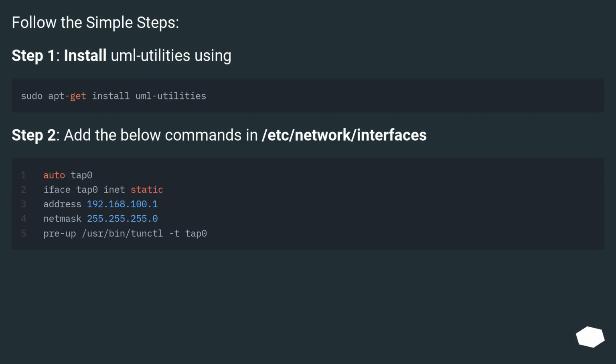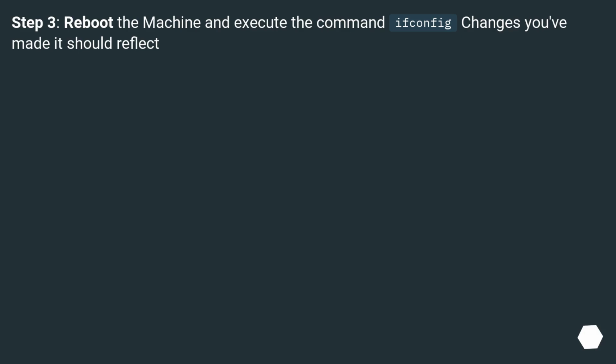Follow the simple steps. Step 1. Install only the utilities using. Step 2. Add the below commands in /etc/network/interfaces. Step 3. Reboot the machine and execute the command ifconfig; the changes you've made should reflect.